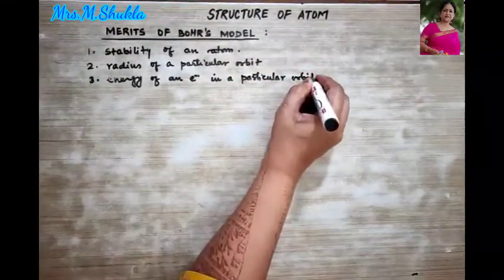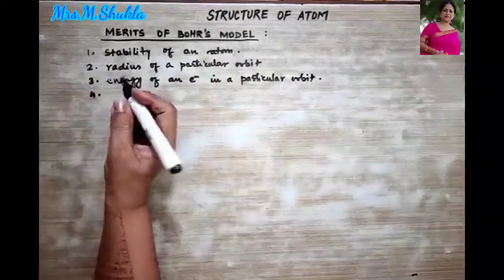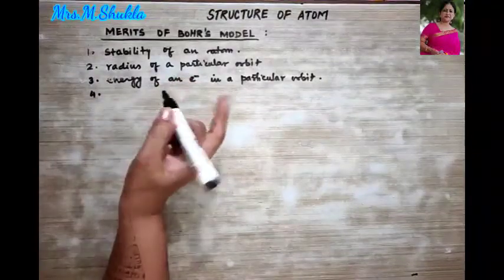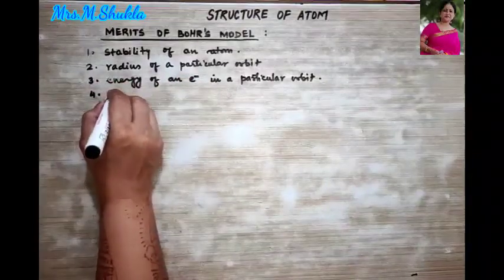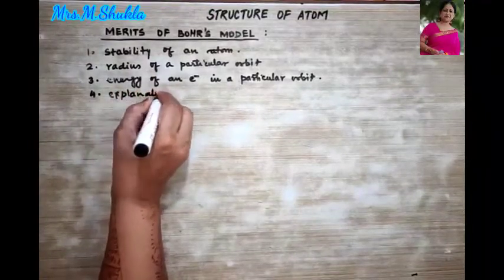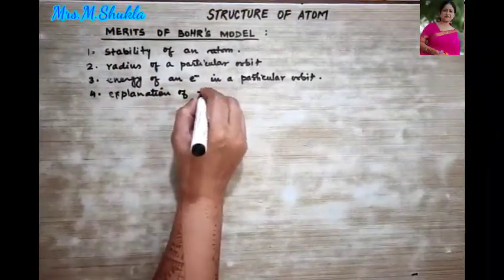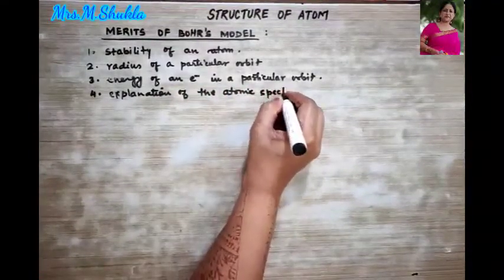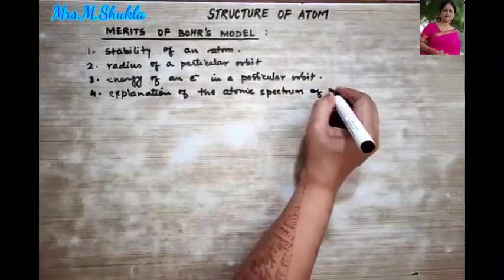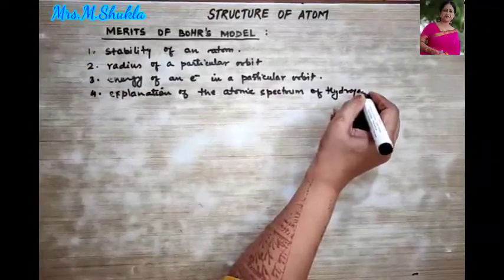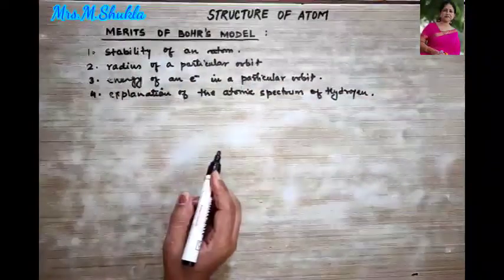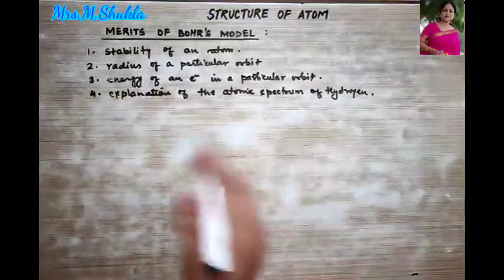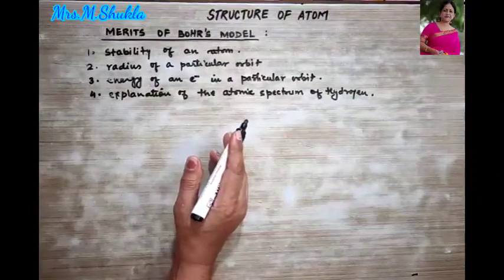And the fourth merit of Bohr's model was that it was able to explain the atomic spectrum of hydrogen. The explanation of the atomic spectrum of hydrogen was also clarified by Bohr's atomic model. So these were some of the merits. First we will understand the merits and then we will move to the limitations of Bohr's model.